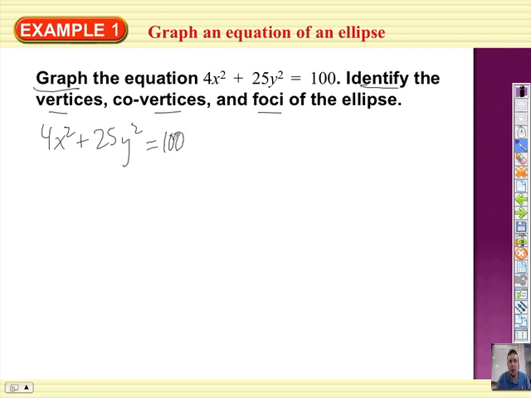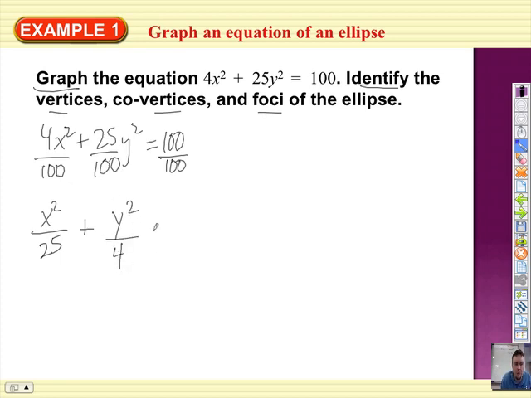Whenever you deal with an ellipse equation, you always make it equal to 1. So the question is, how do you do that in this case? It's equal to 100. Well, divide by 100, right? Divide everything by 100 and watch what happens. You get 4 over 100, cancel that, that is 1 over 25, so x squared over 25 plus y squared over 4 equals 1. Now that it's equal to 1, now you can start identifying things.